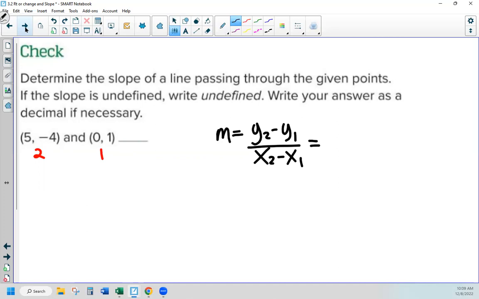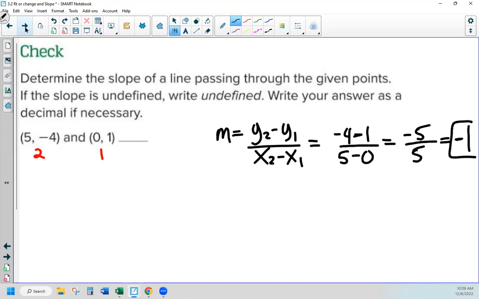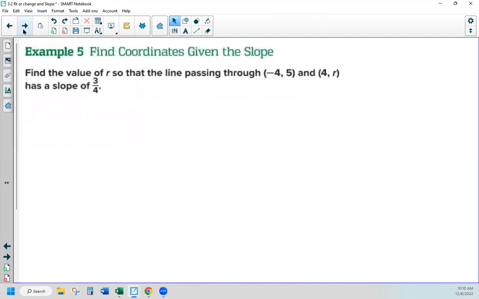So my y2 becomes -4. That means I have to subtract 1 from that. My x2 is 5. That means I have to take away 0 from that. -4 minus 1, they're both negatives, so that gives me -5. Here we have 5, take away nothing, which is just going to leave me with 5. Anything divided by itself is 1, and a negative divided by a positive is negative. Here we go. If the slope is undefined, write undefined. Did we get the correct answer? Yes, sir. All right.